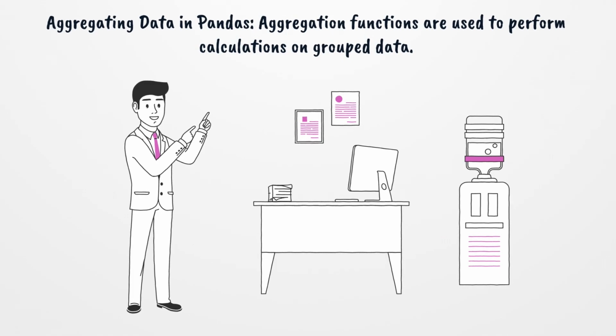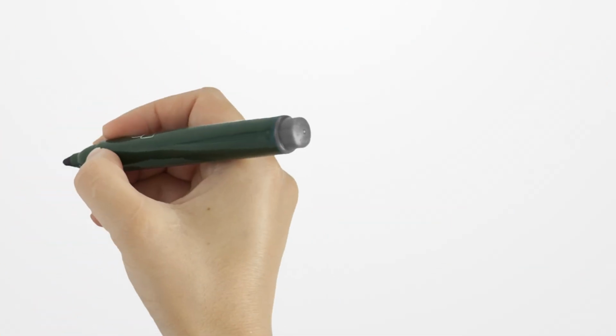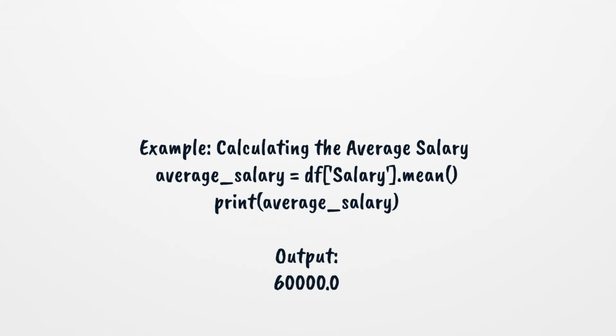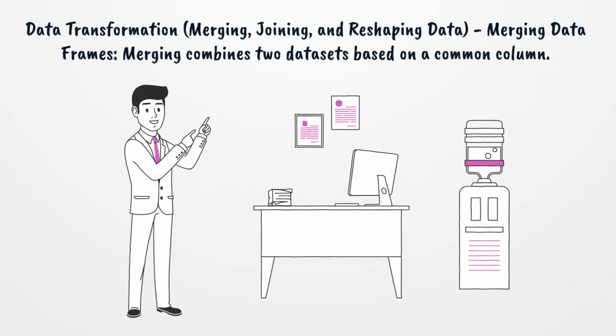Aggregating data in pandas. Aggregation functions are used to perform calculations on grouped data. Common aggregation functions: sum adds up values. Mean finds the average. Count counts the number of values. Max finds the maximum value. Min finds the minimum value. Example, calculating the average salary: average_salary = df['salary'].mean(), print(average_salary). Output: 60,000.0.